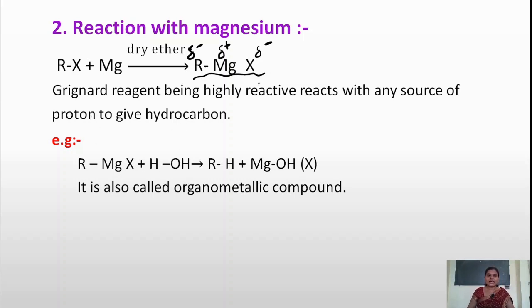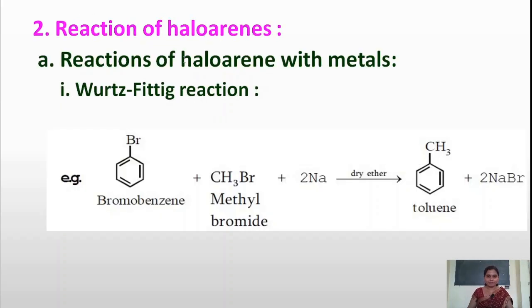So when this alkyl magnesium halide reacts with water, that is HOH, this R becomes negative, this R is electronegative and attracts this proton to form RH and Mg(OH)X, which is the byproduct of this reaction. This RMgX, that is alkyl magnesium halide, is also known as an organometallic compound. So this is about the reaction with magnesium.